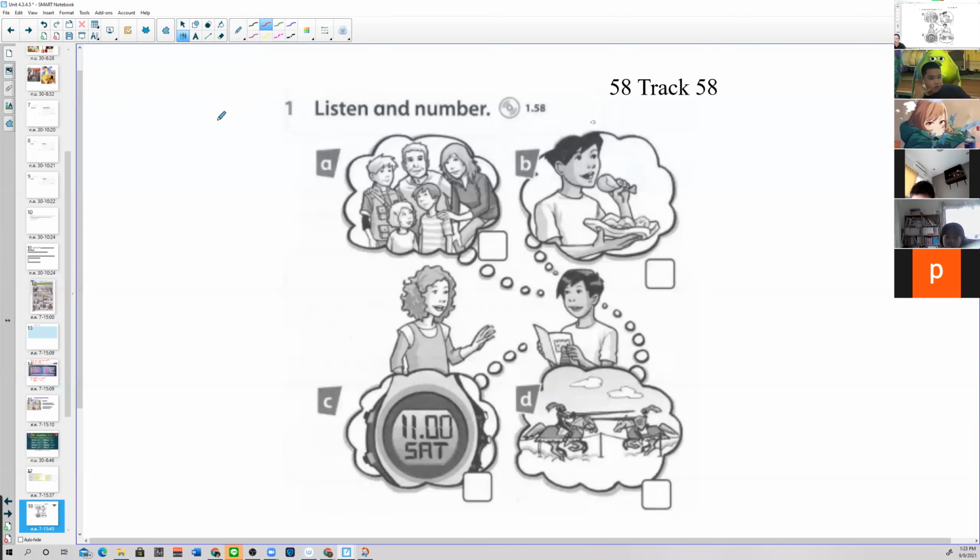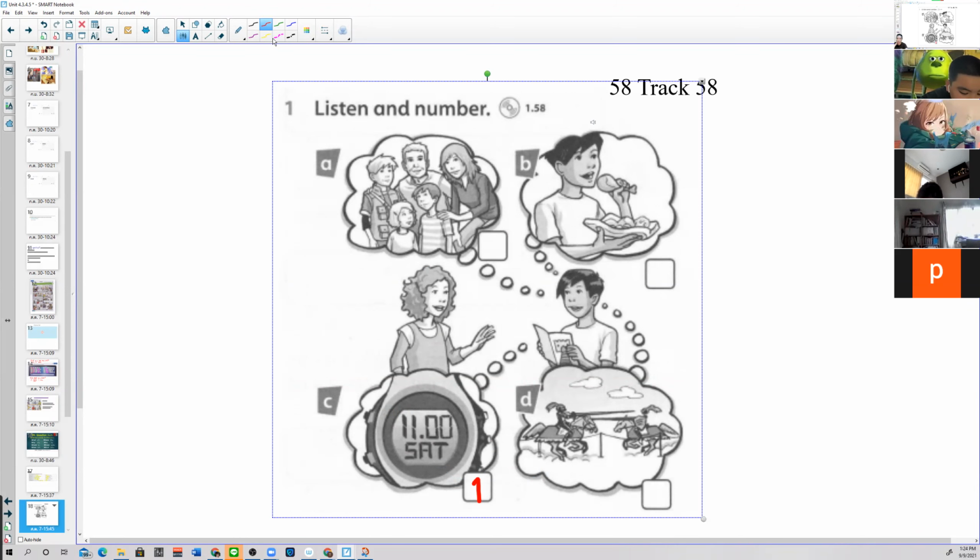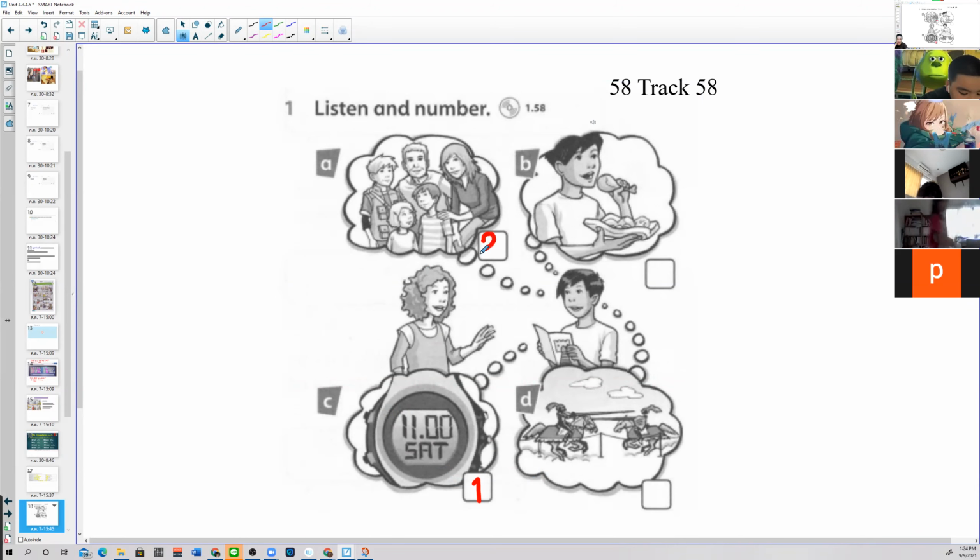Castle or tournament? Yes, the Northcourt Castle, right? He went to the Northcourt Castle. And which picture is number 1? C. E, right? Which picture is number 2? A. So who did he go with? Our family. Yes, he went with Ollie's family.